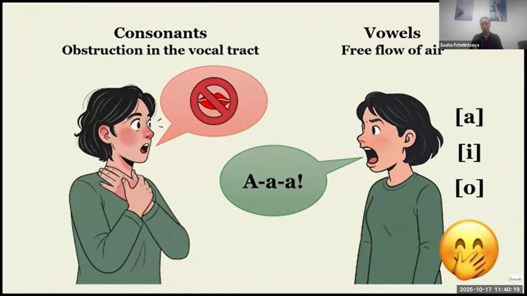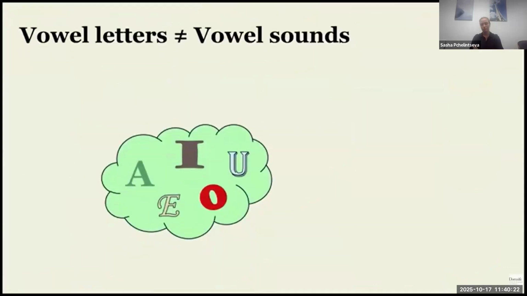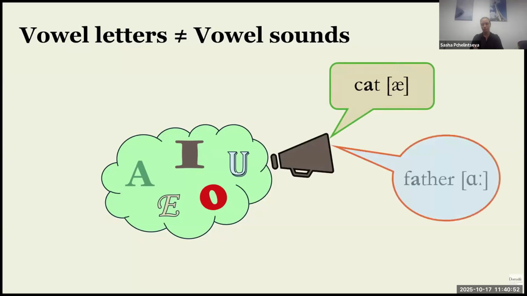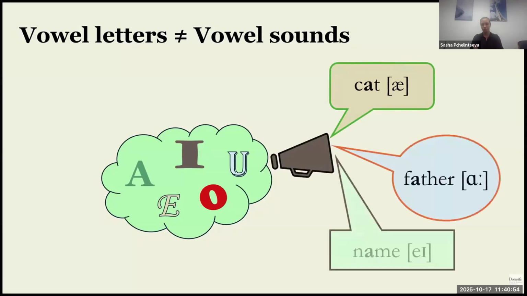Because there is no closure involved, you might think that languages have fewer vowel sounds than consonants. But there actually aren't as few as the alphabet suggests. Take English. There are five vowel letters: A, E, I, O, and U, but each of them can stand for several different vowel sounds. It depends on where the letters appear in a word and the sounds that surround it. The letter A, for instance, can represent A in cat, A in father, or A in name.